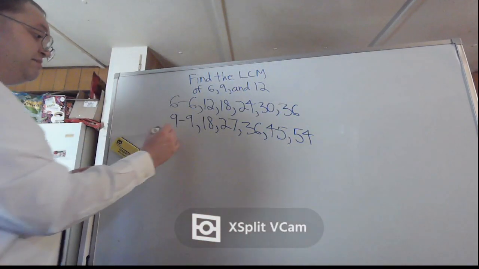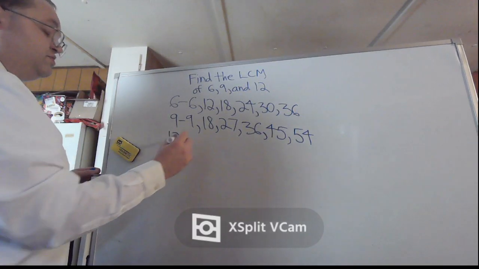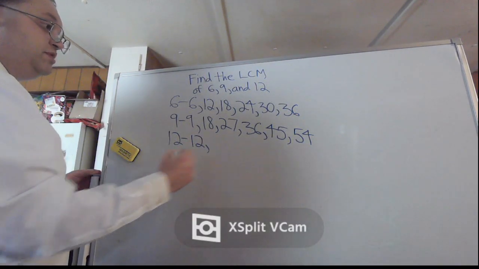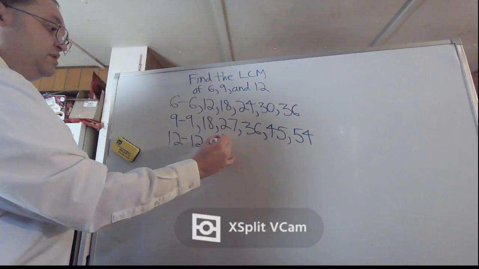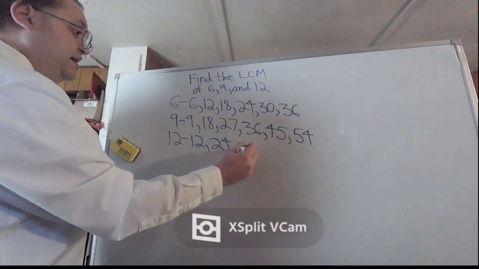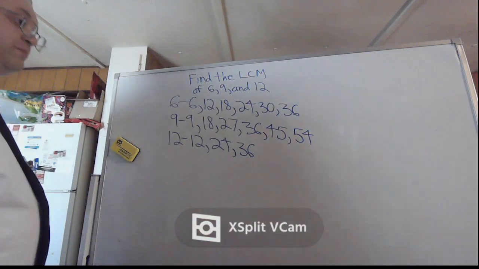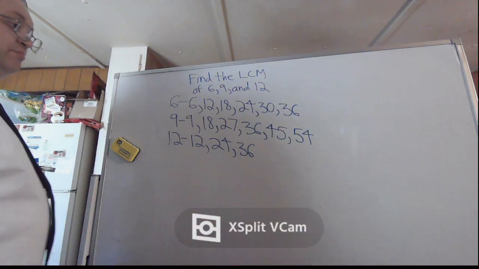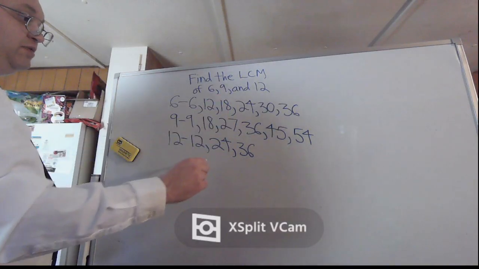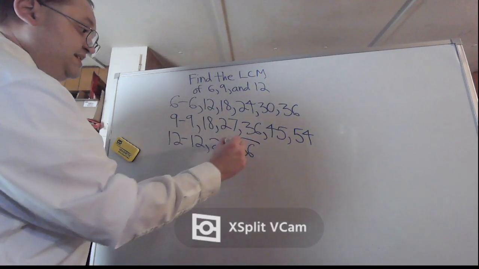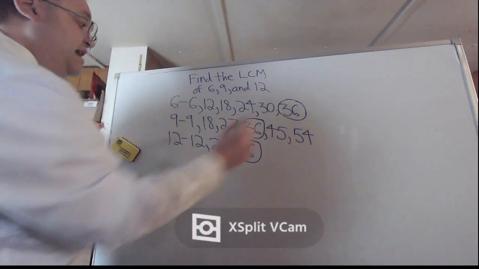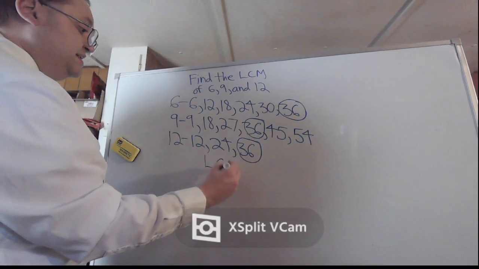Let's find some multiples of 12. 12 times 1 is 12. 12 times 2 is 24. 12 times 3 is 36. Well, I think we could stop there, because all three do not have a 12 in common. They don't have a 24 in common, but they all three have a 36 in common, if we notice that. So your least common multiple is going to be 36.